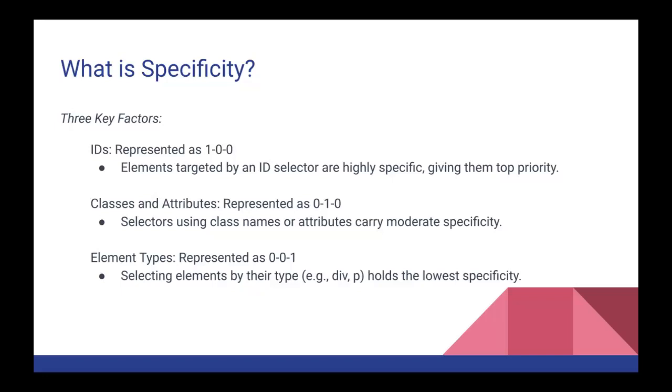And then classes and attributes are represented in the second column. Selectors using class names or attributes carry moderate specificity. And then element types like p tags or div tags are represented by the third number, the third column, and they hold the lowest specificity.